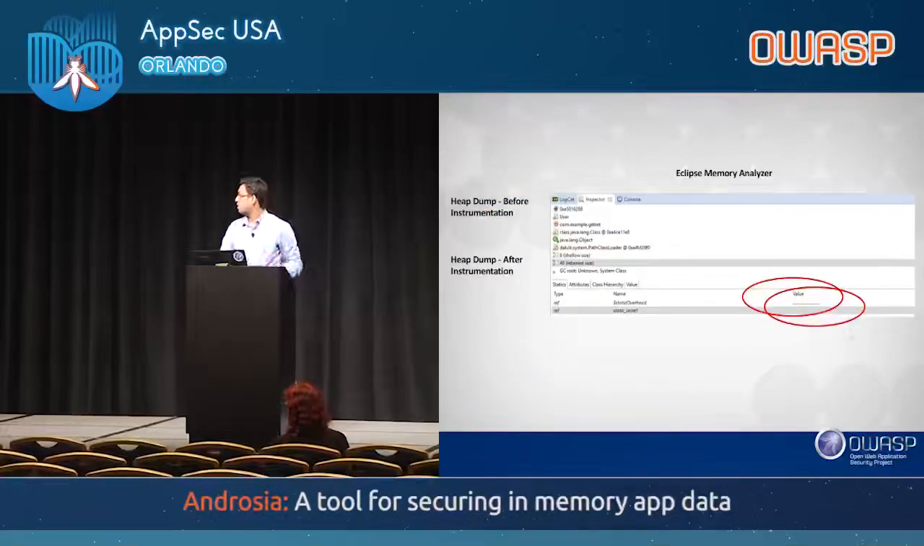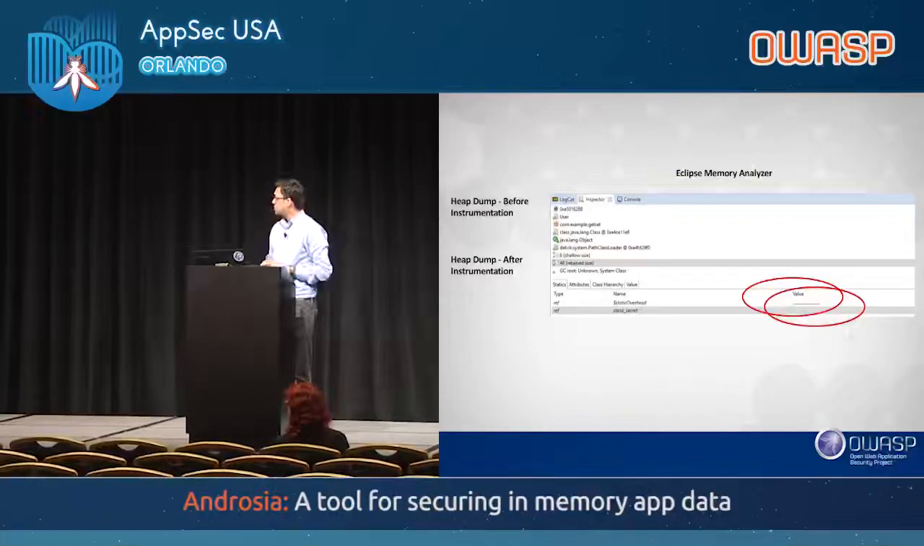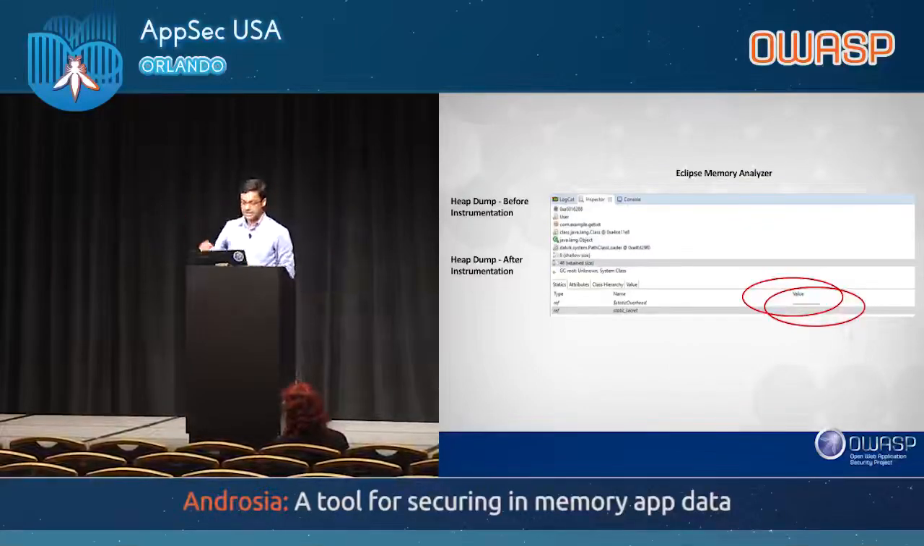This is a snapshot from the Eclipse Memory Analyzer tool, which basically tells you that there is a static field called static secret, and it has a password string inside it. And this is a snapshot of the heap taken before optimization of the code. And once we instrument the code, at the same point, we take a snapshot again, and you'll see that the password is no longer present.